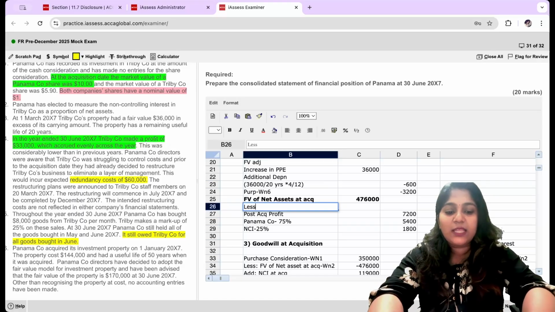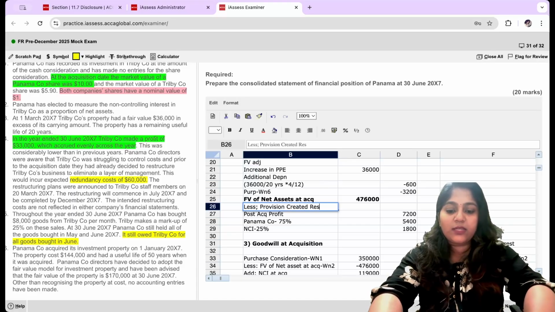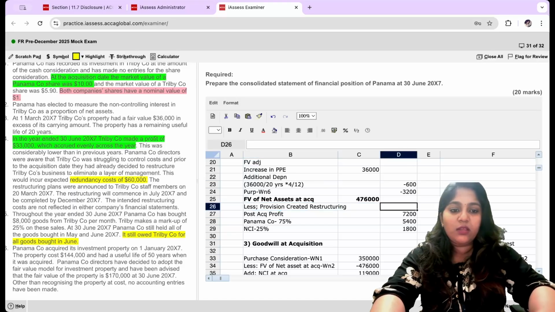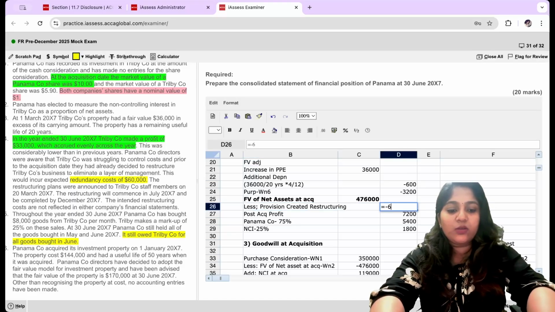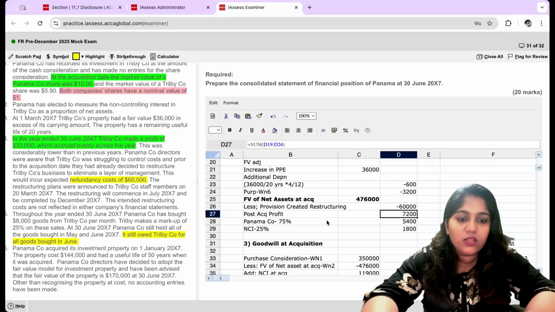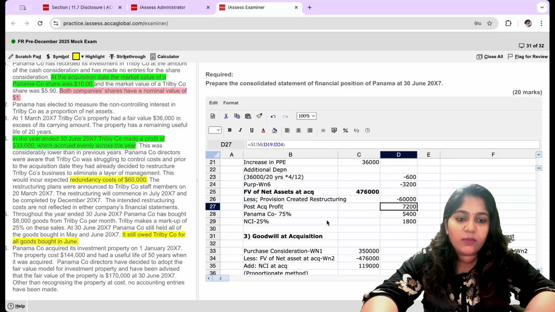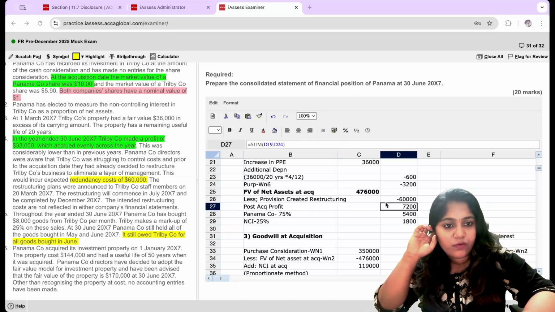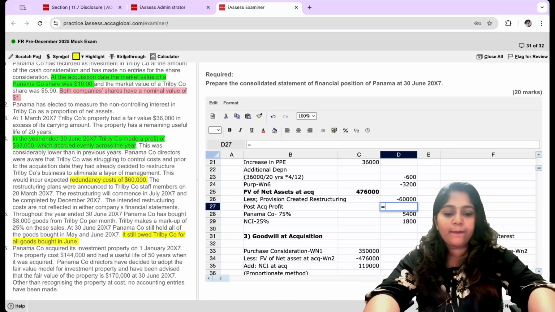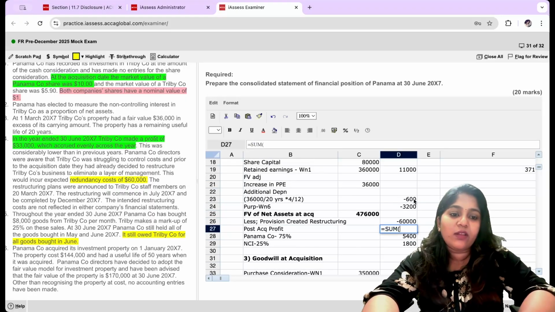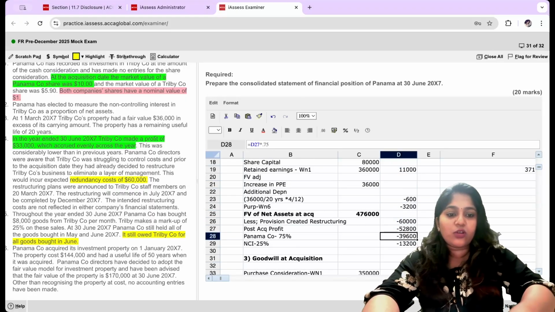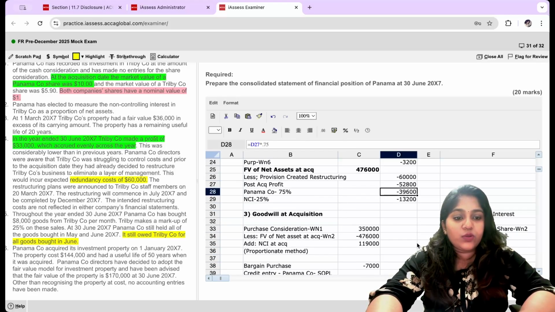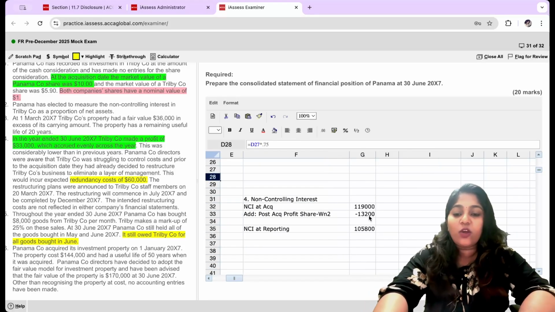So what you have to do? Less provision created. For how much? Provision created of 60 for restructuring. Maybe you can write it as restructuring. If you do that, the value is $60,000. So when I consider what my post acquisition profit is, I think we have a post acquisition loss of, okay, so I have to consider how much? I have to consider 1.